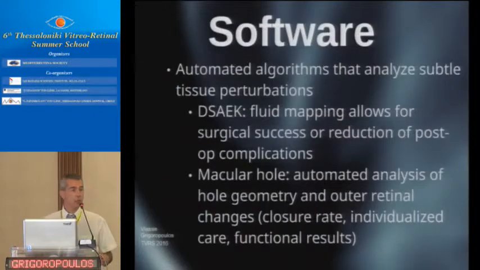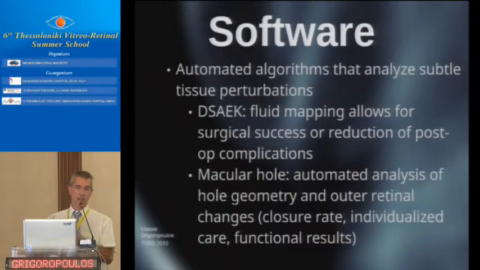And we need new software, new automated algorithms that will analyze any subtle tissue perturbation. For example, in DISAEC, we could, with the OCT, create the map of the fluid, the interface fluid. And with that map, you can tell, for example, if you have below a certain amount of fluid, then you are safe to leave it because your operation will do well. But if you have above a certain amount of fluid, then you have to reposition your graft because otherwise your operation will fail.